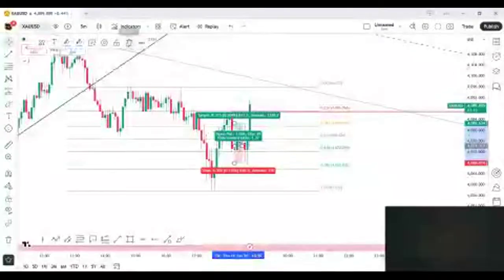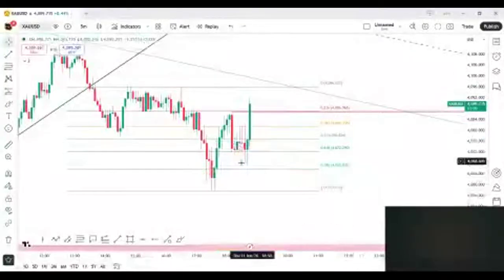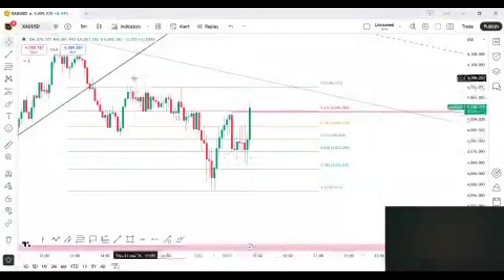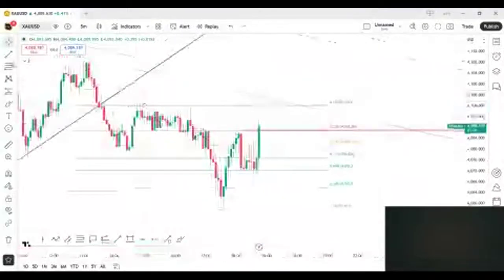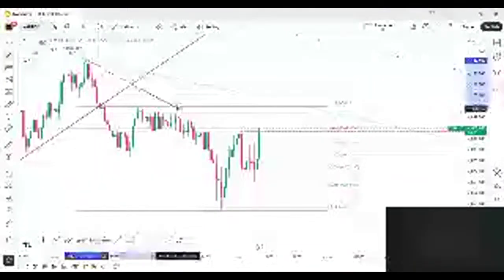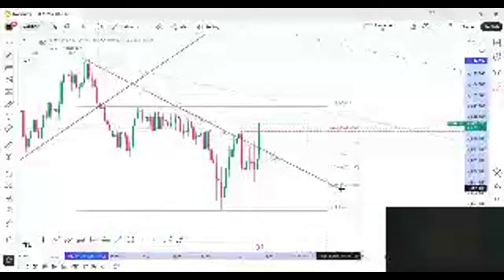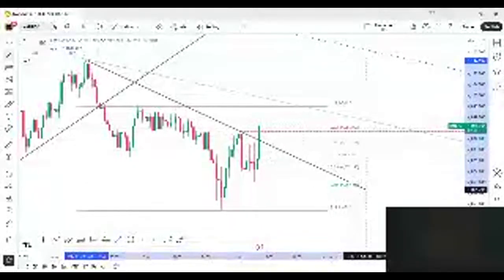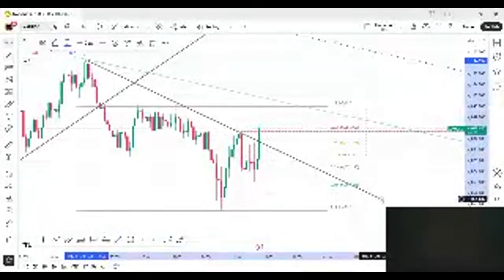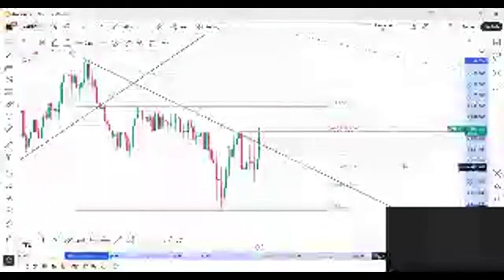I'm just deleting this thing in order to see the clarity. So right now, again, guys, if you look here, if you follow this trend line, this is what the market was doing. The market is again trying to shift its trend from the lower side.